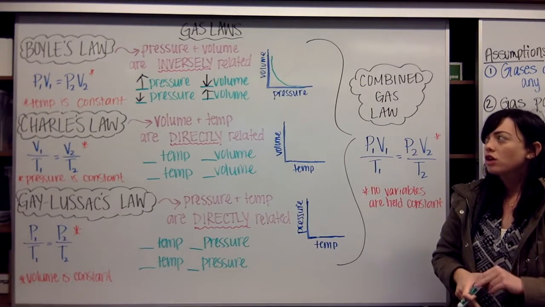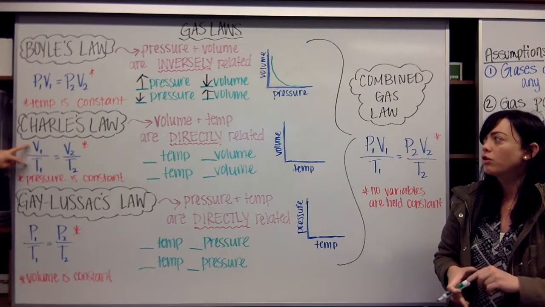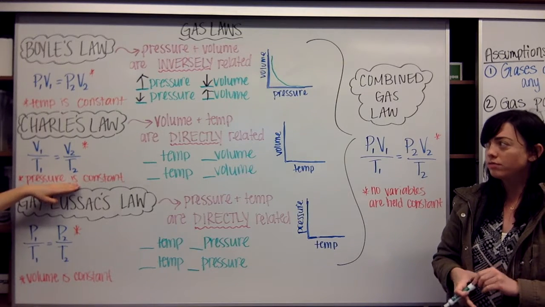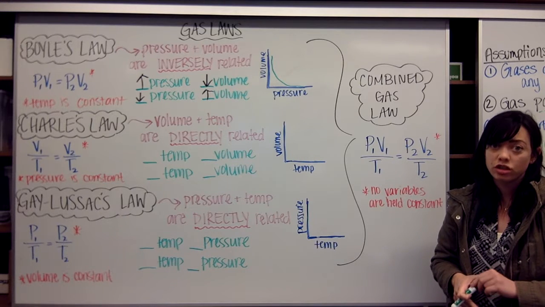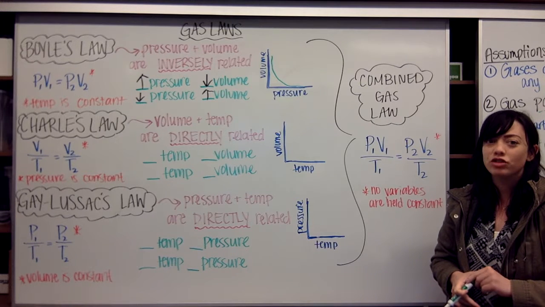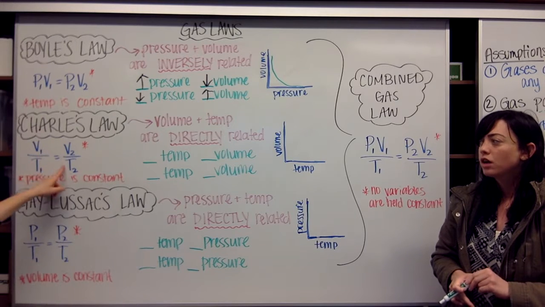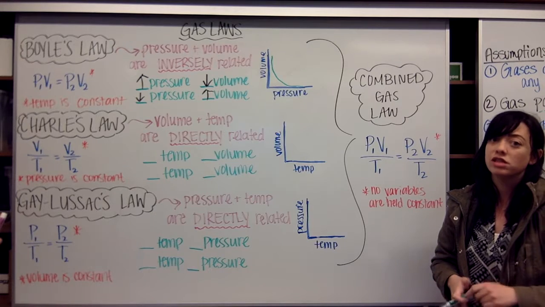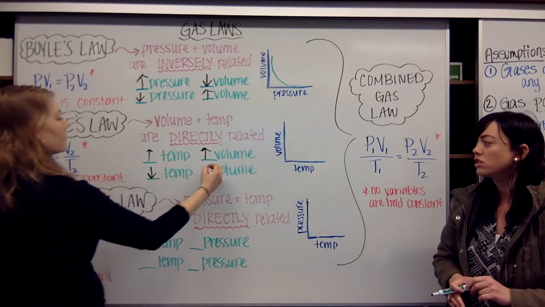The second law is Charles's law, and it shows the relationship between volume and temperature when pressure is constant. Note, pressure is not in this equation, or in this formula. So this is actually a direct relationship between volume and temperature. And so we have our initial volume divided by our initial temperature equal to our final volume divided by our final temperature. So the direct relationship tells us that as temperature increases, volume also increases, or as temperature decreases, volume decreases.